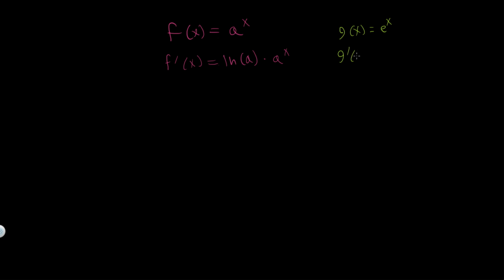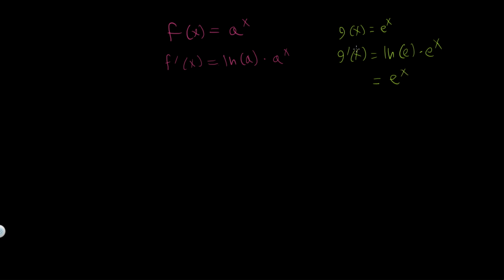G prime of x is equal to the natural log of, well, a is e, right? So the natural log of e times e to the x. Well, what's the natural log of e? The natural log of e is just 1. So this is just 1 times e to the x, which is just e to the x.